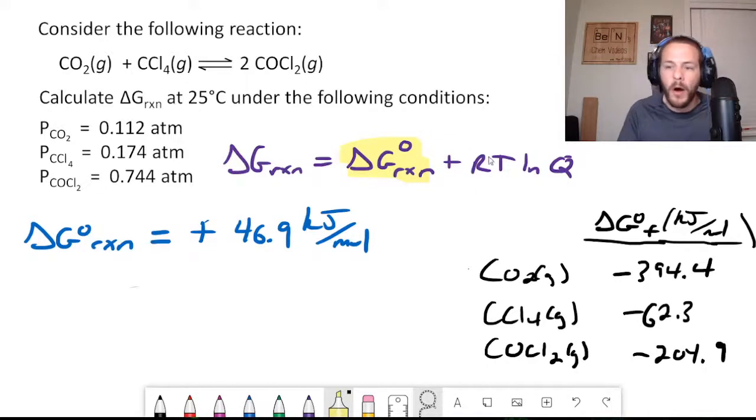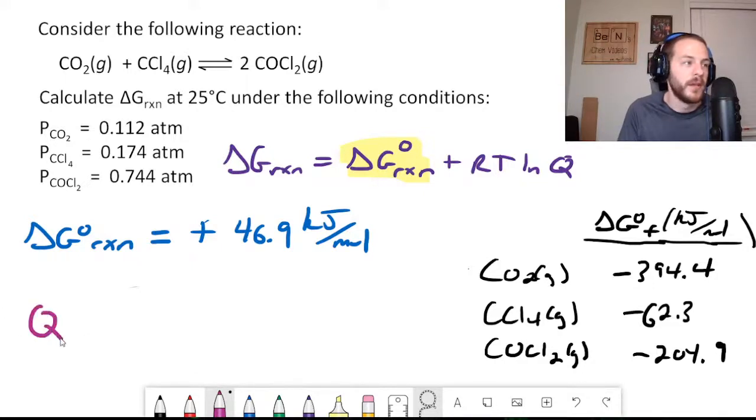R is easy, that's just the gas constant. T is 25 degrees Celsius, so in other words, 298 Kelvin. But Q, the reaction quotient, is going to take a little bit of work to find, because we're given the partial pressures of both the reactants and the product. We have to use those partial pressures to calculate the reaction quotient. So I'll do the calculation for Q down here.